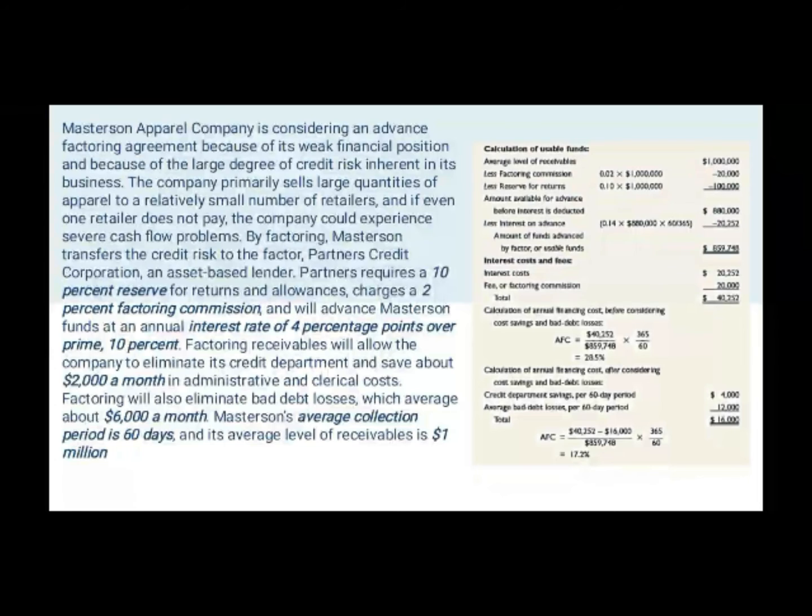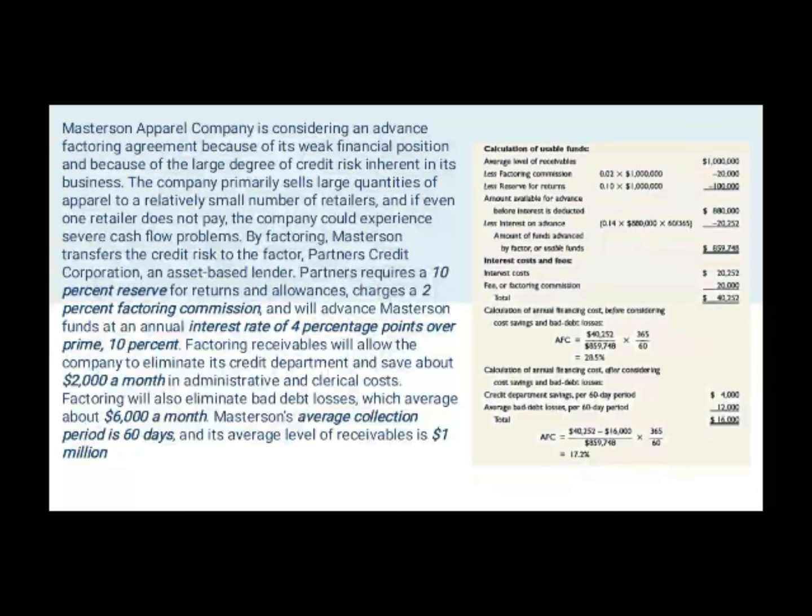So before considering the cost savings and bad debt losses, we can just compute it by interest costs and fees over the usable funds multiplied by 365 over the average collection period. So that gives us 28.5%.